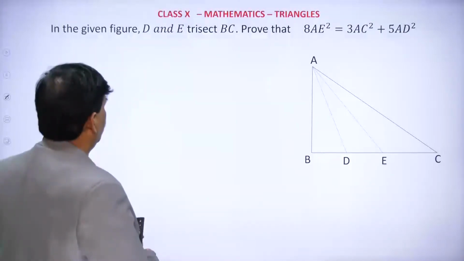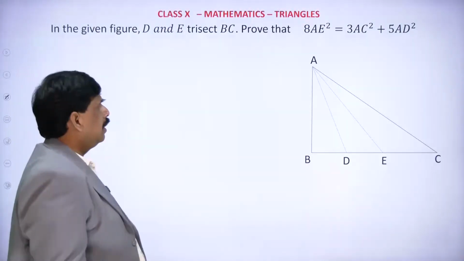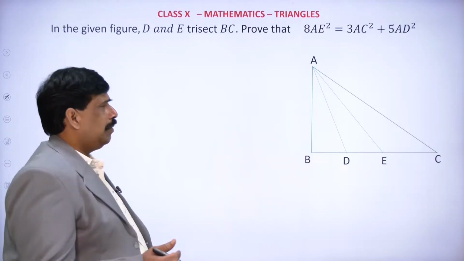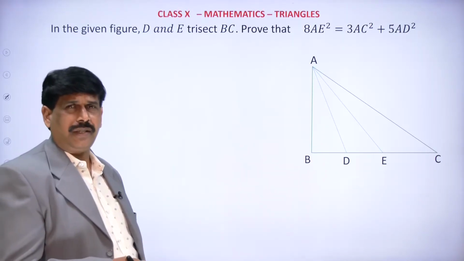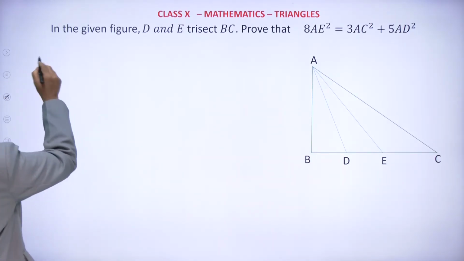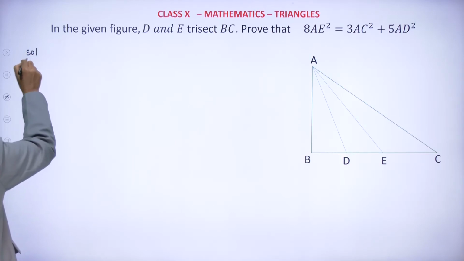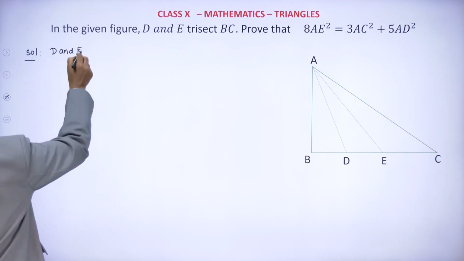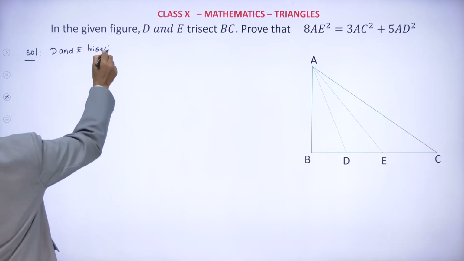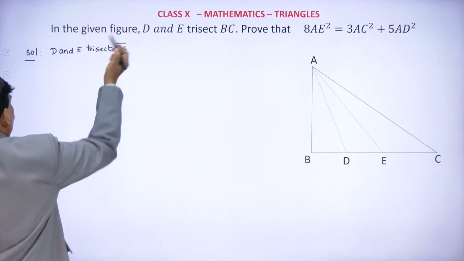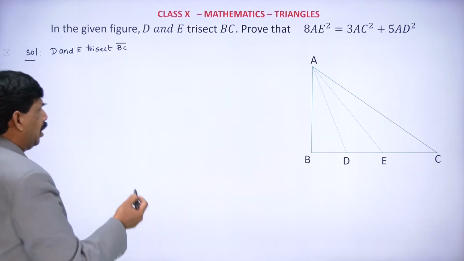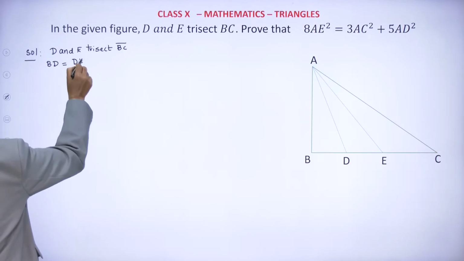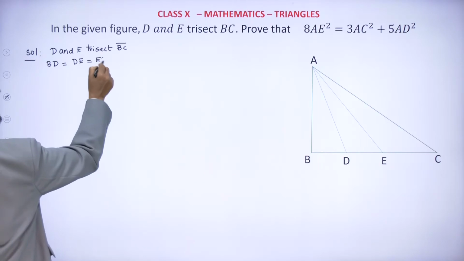In the given figure, D and E trisect BC, prove that 8AE square is equal to 3AC square plus 5AD square. This is one of the important questions here. See what is saying here. It is given that D and E trisect BC. What do you mean by that, trisecting BC? That is, BD is equal to DE, that is equal to EC. Give this as equation 1.